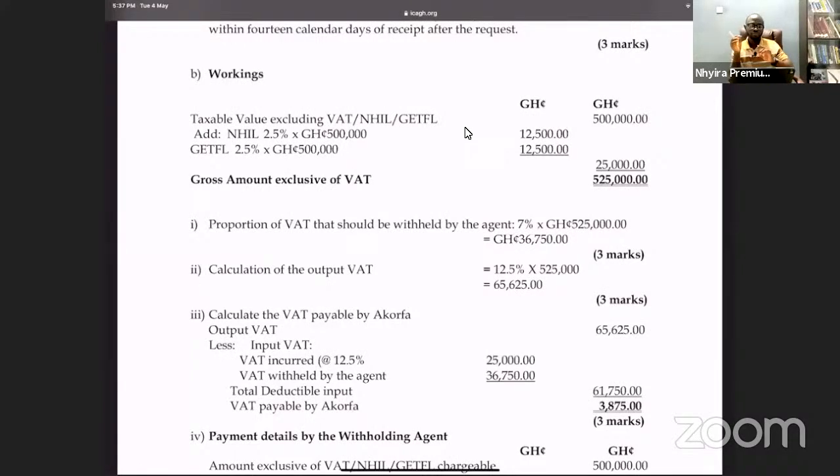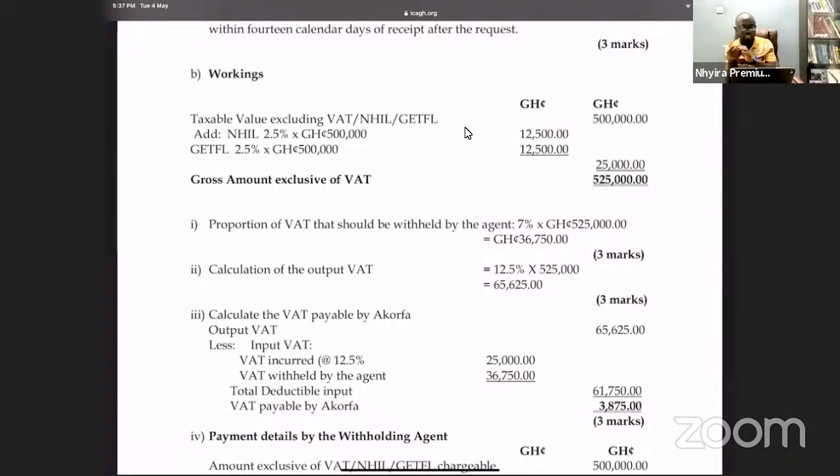So this is what I want you to take. The main withholding tax should be on the gross amount. Okay, the main withholding tax should be on the gross amount. Then the VAT withholding tax should be on the amount inclusive of the 5%.